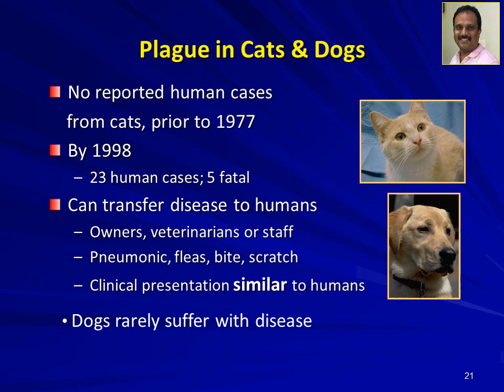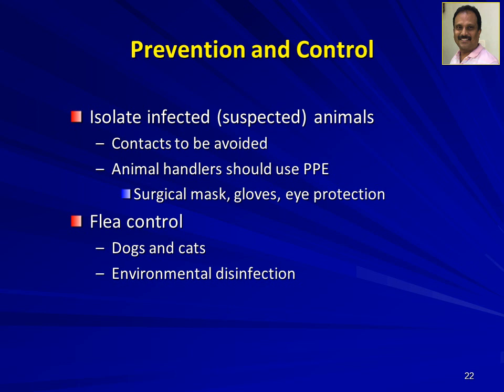And for prevention and control, isolate infected or suspected animals, and contact with those animals or infected individuals should be avoided. Animal handlers should use PPE like a surgical mask or N95 mask, gloves, eye protection, or a face shield. And flea control measures are very, very important, as far as animals and cats are concerned, and environment disinfection is also very, very important.